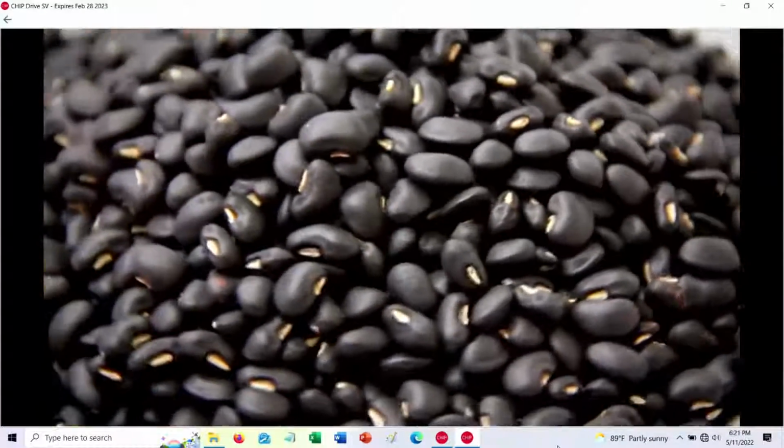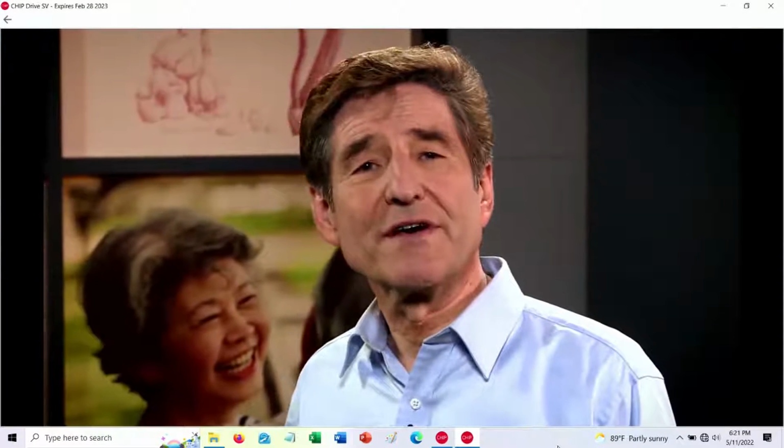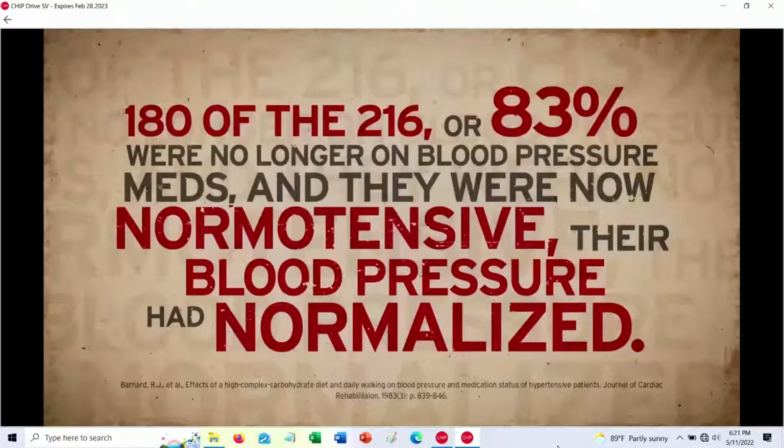And here are the results of 216 hypertensive patients who had been admitted to the center on medication for high blood pressure for at least 2 years. When they were discharged at the end of the 4-week program, 180 of these 216 patients, or 83%, were now normotensive. They had normal blood pressure, and they were no longer in need of any medication.